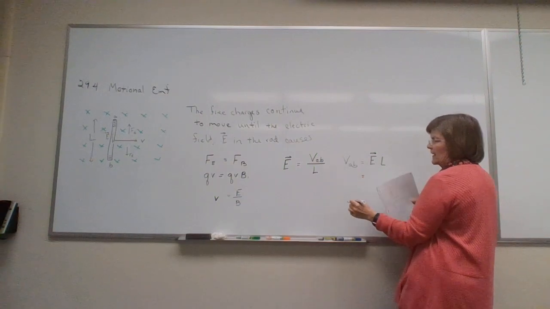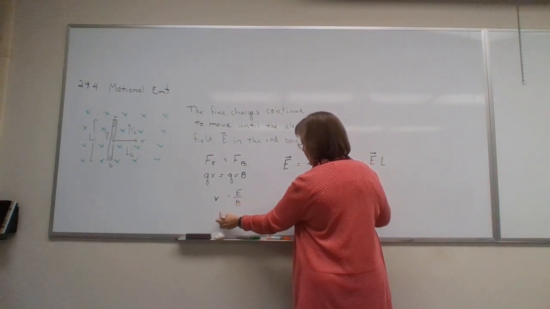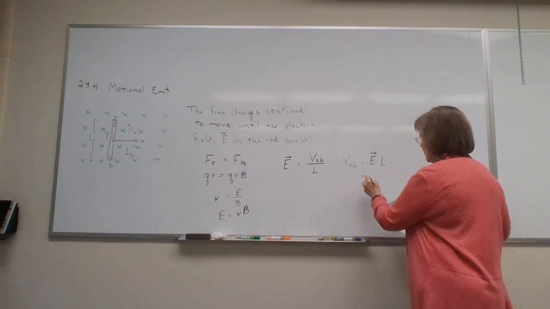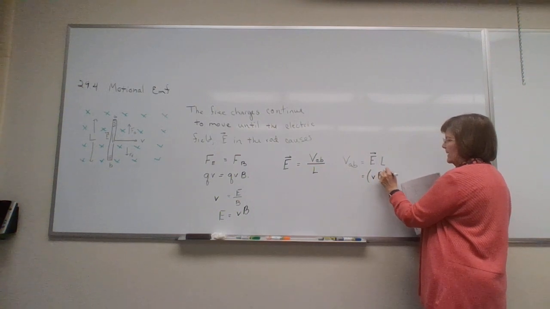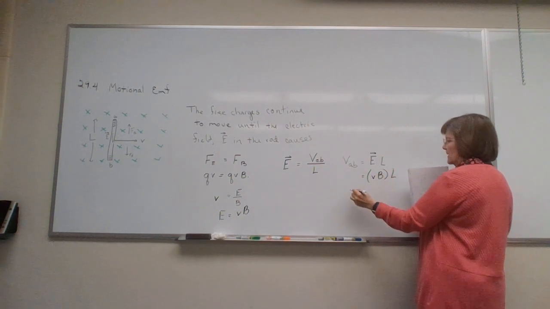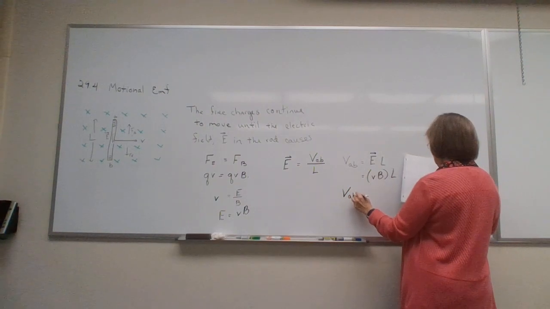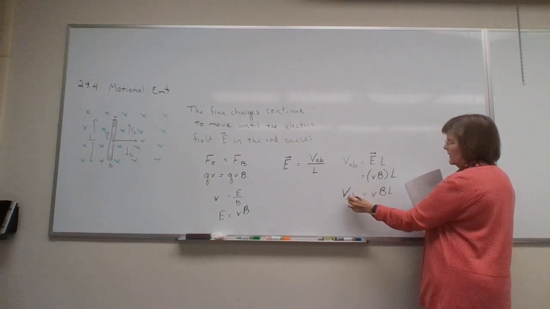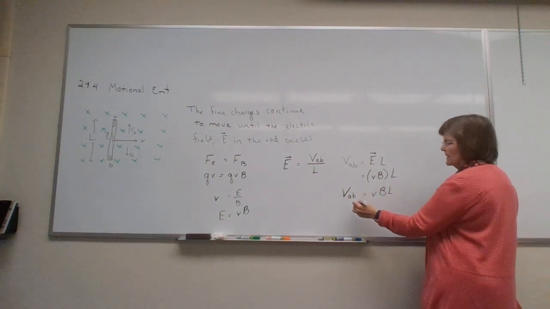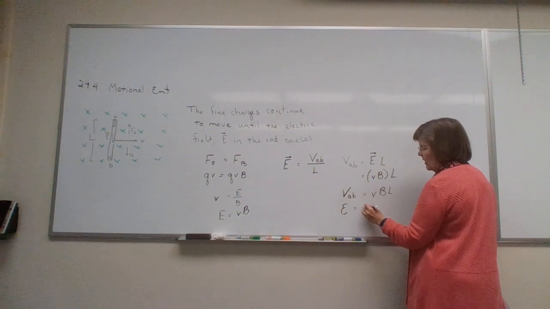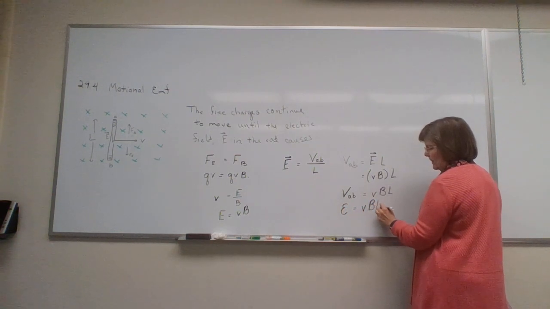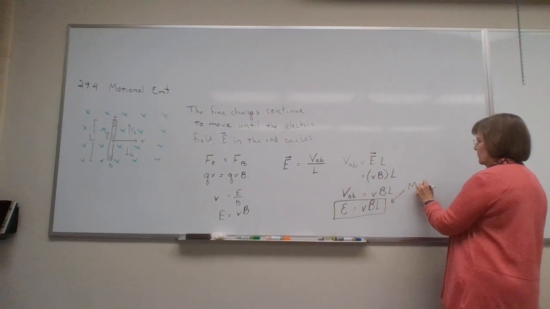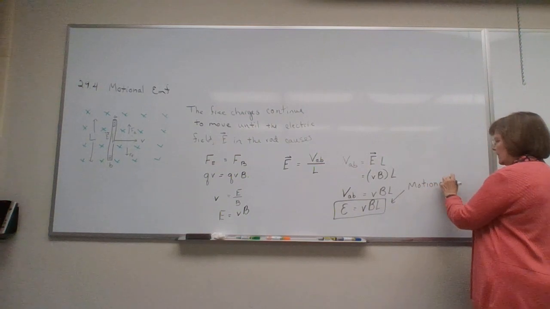But that electric field, according to this, has to equal v times B. So I get v times B times L. I get that the electric potential is vBL. That's the induced EMF I came up with in the previous problem. That is called motional EMF.